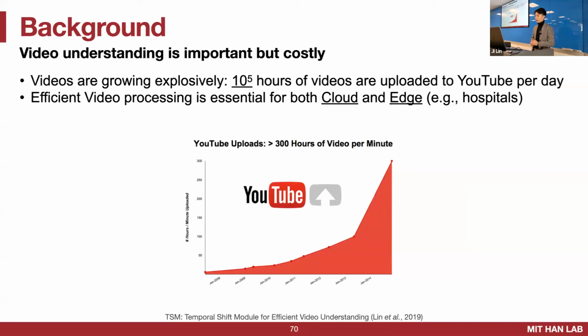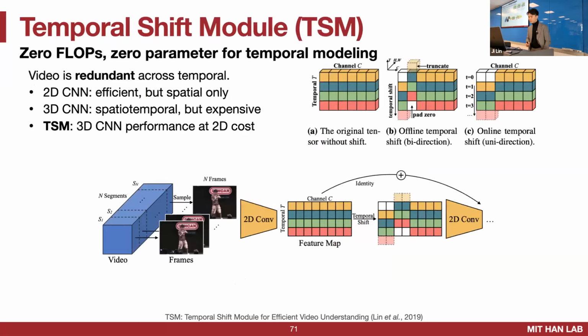So a little bit of the background. Video is a very important kind of data that is super large in terms of size, and it's important, but it's very costly to process. For example, YouTube every day has on the order of 10 to the 5th hours of videos uploaded, and you need to process it for recommendation or classification. And even for edge cases, for example, in a hospital, you perhaps want to do video analysis so that you can monitor if a patient is falling to the ground or something. So it's important for both cloud and edge.